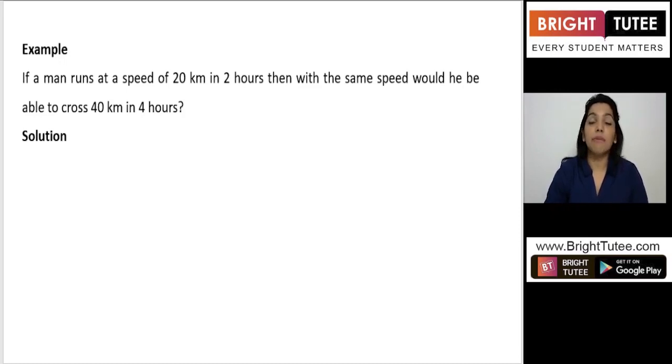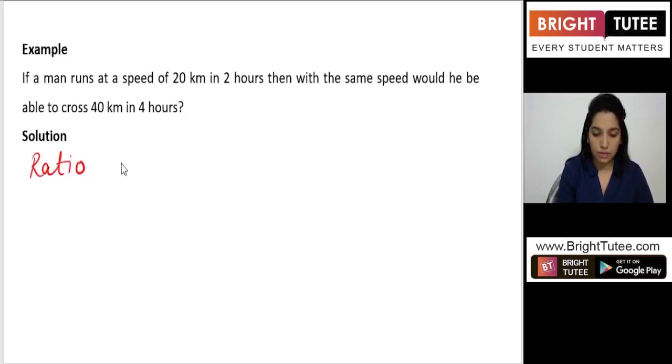It says if a man runs at a speed of 20 kilometers in 2 hours, then with the same speed, would he be able to cross 40 kilometers in 4 hours? Let us see if we are going to get this in the ratio or not, in the proportion or not, right? So let us find the ratio. Let us find the ratio of speed.